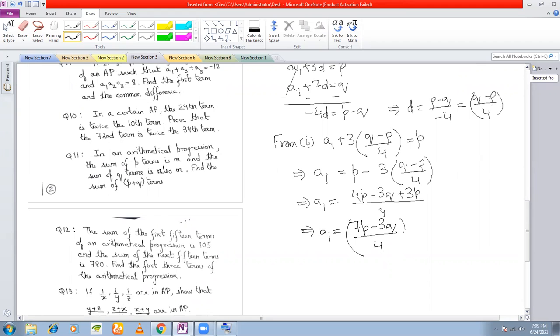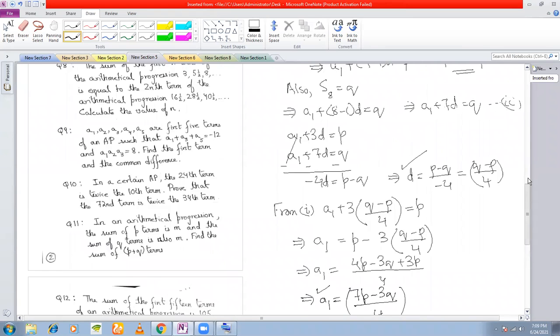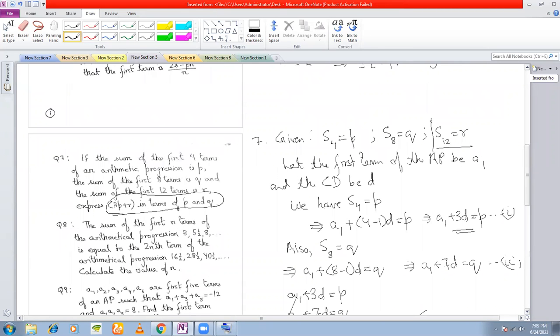So what you see here is that we have calculated D in terms of P and Q. We have calculated A1 in terms of P and Q. That means we have already got the first term and the common difference, so we can generate the AP. But here the question is not generation of the AP. It is not how to write the AP. We'll use the third condition now.